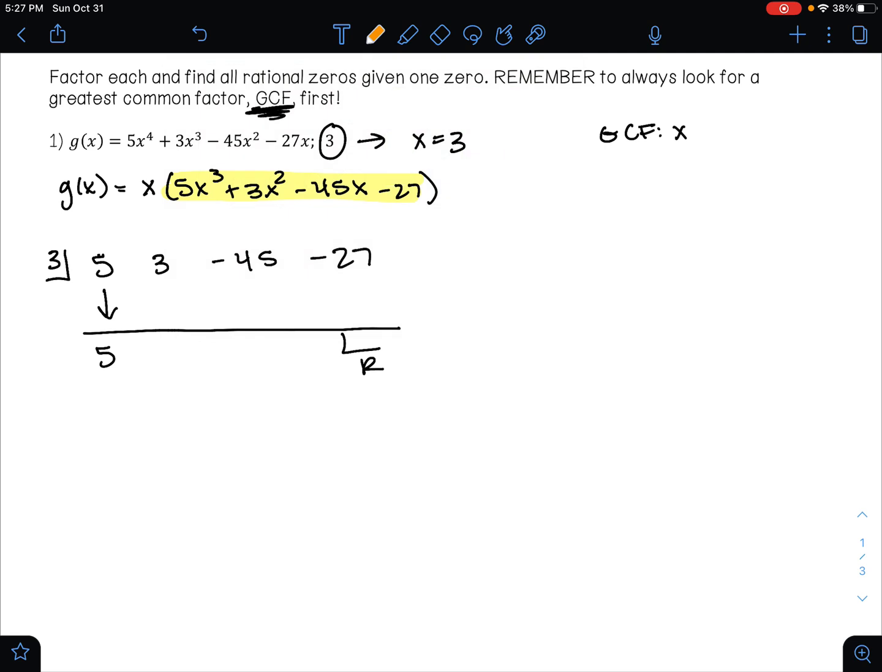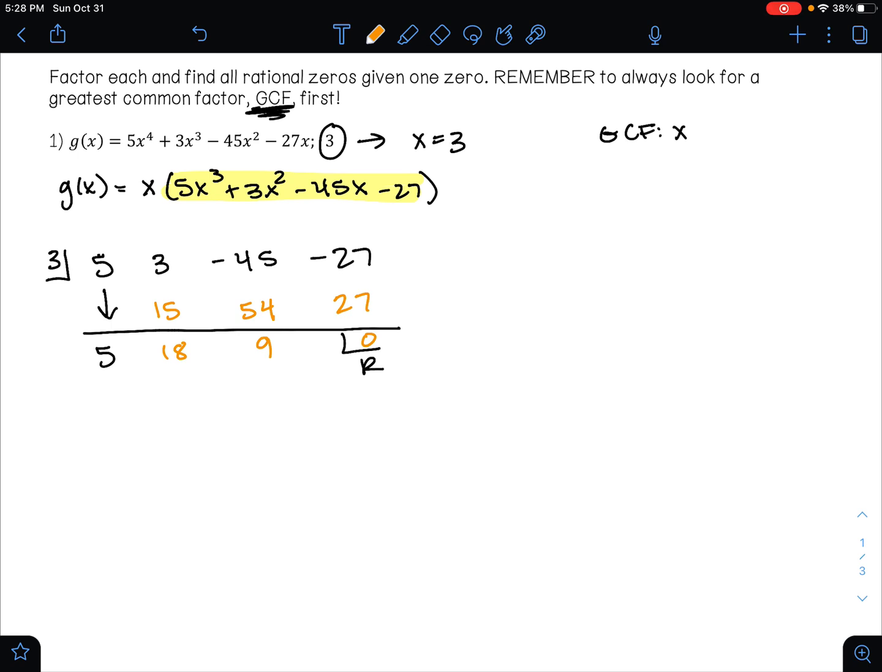5 times 3 is 15. 3 plus 15 is 18. 3 times 18 is 54. Negative 45 plus 54 is 9. 3 times 9 is 27. Negative 27 plus 27 is 0.